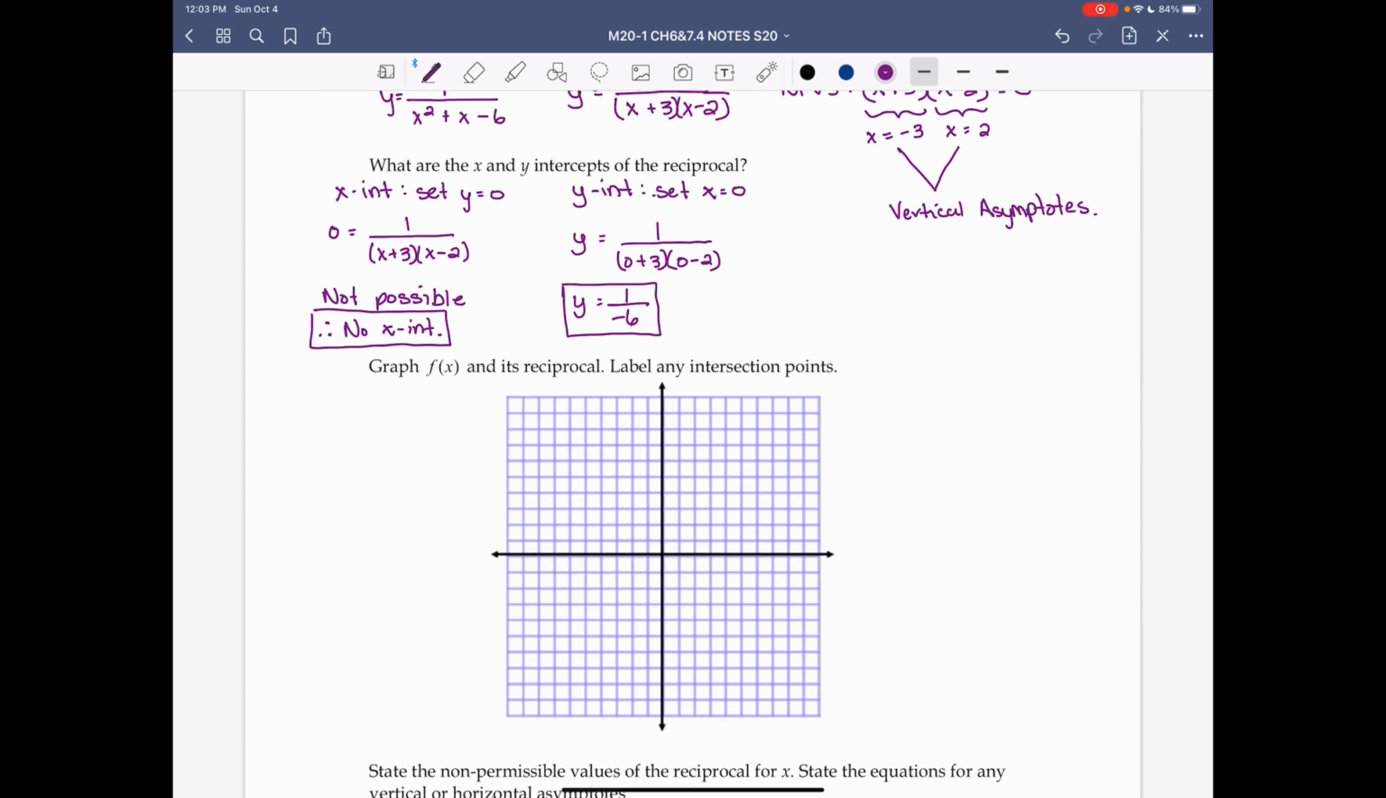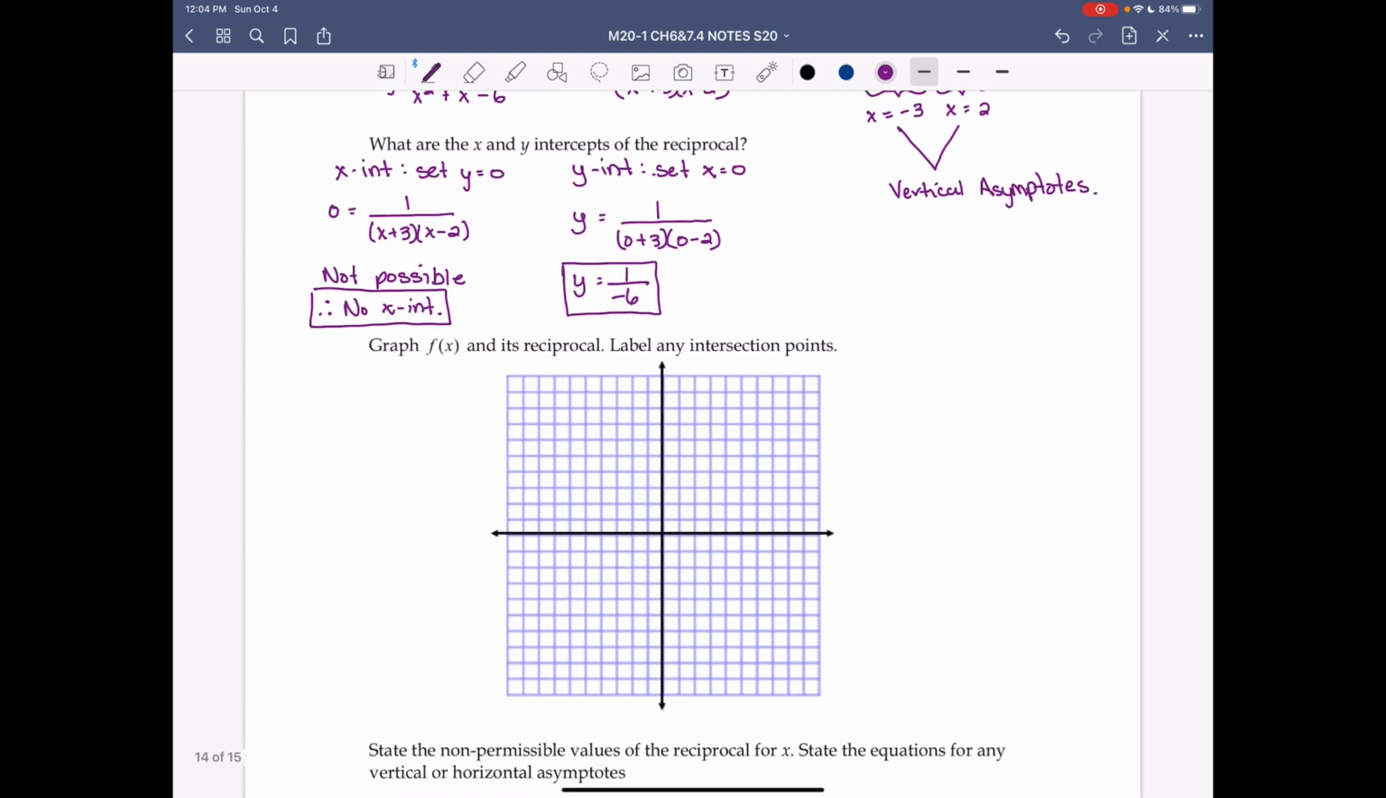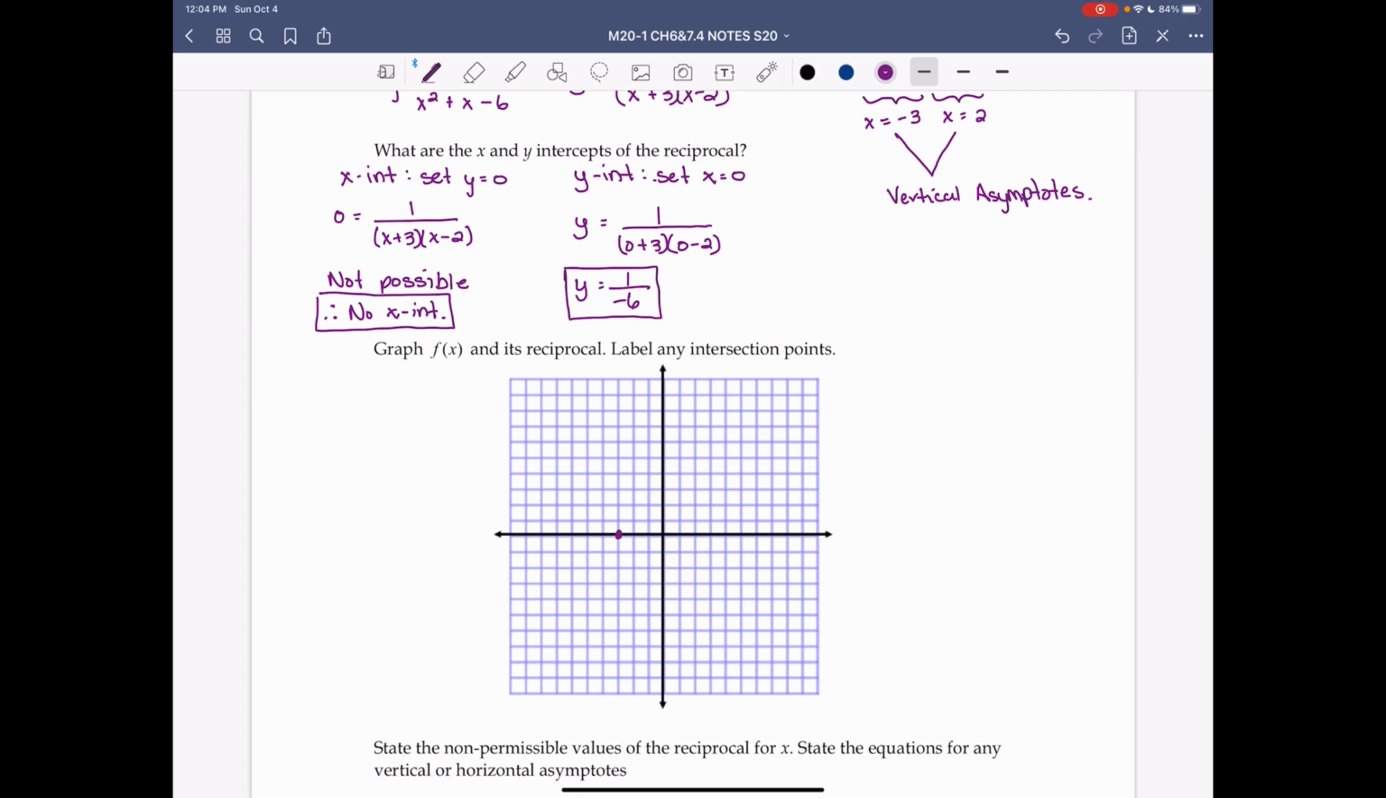Graph f of x and its reciprocal, label any intersection points. F of x is a quadratic function. It has x-intercepts at negative 3 and 2, because the x-intercepts of f of x would be the same as the vertical asymptotes for 1 over f of x. Negative 3 and positive 2.